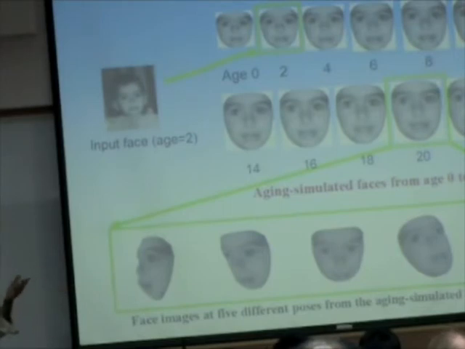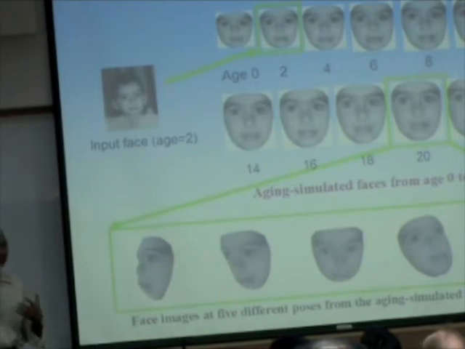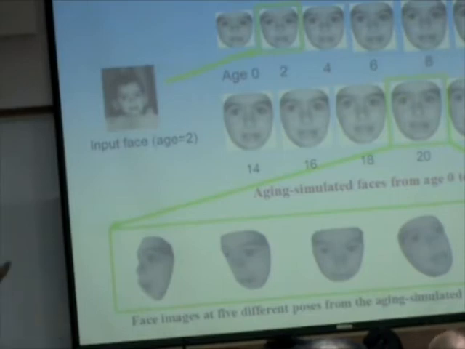Missing children, for example. If you want to use an automatic system to verify identity, whether these two facial images, which are 5 years apart, are of the same person, then this kind of model is useful.